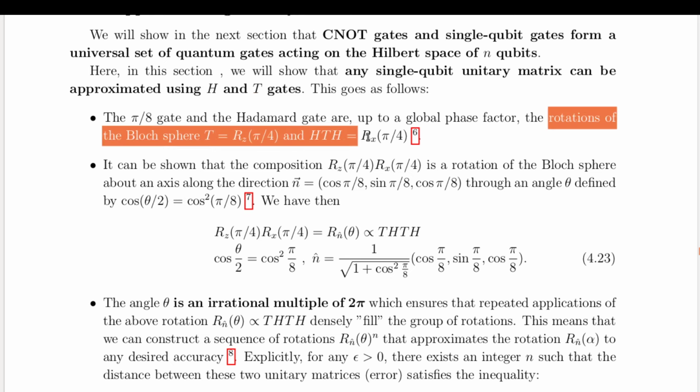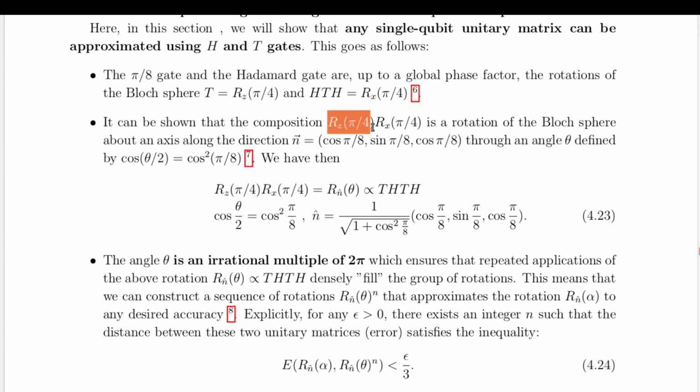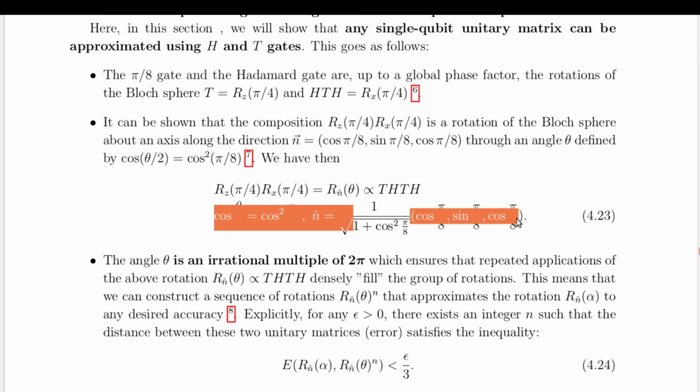The T gate corresponds to a rotation around the z-axis, while the composition of the T and Hadamard gates forms a rotation around the x-axis. By combining these two rotations, we achieve a new rotation R_n̂(θ), where n̂ is a specific axis in the Bloch sphere, and θ is the rotation angle. This direction and angle are given in the second line of equation 4.23.